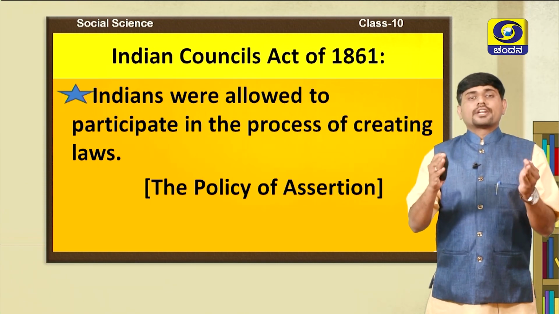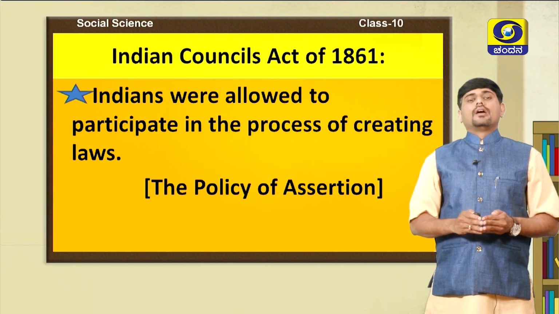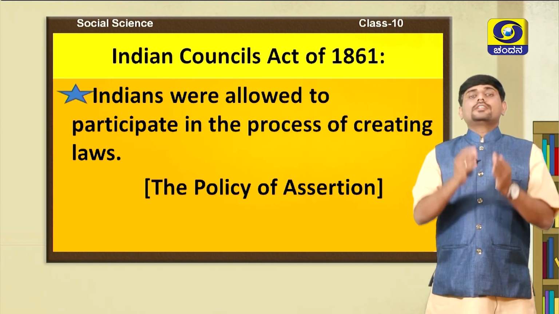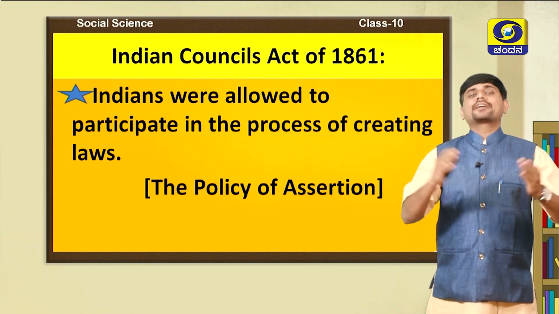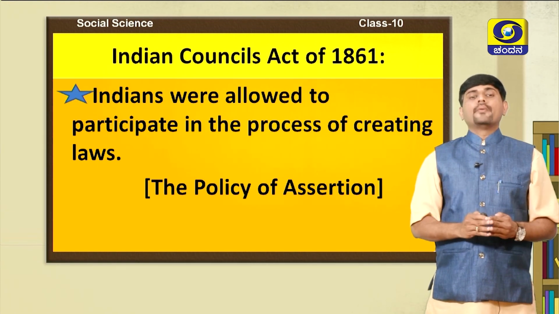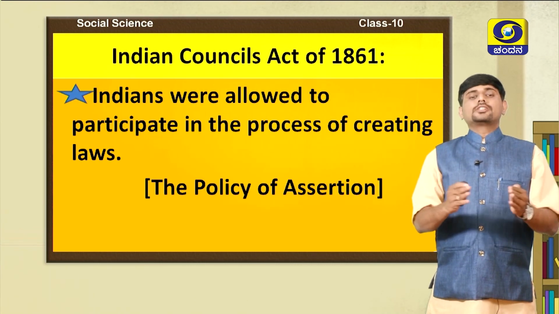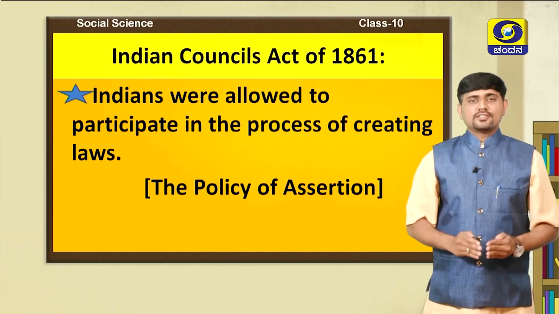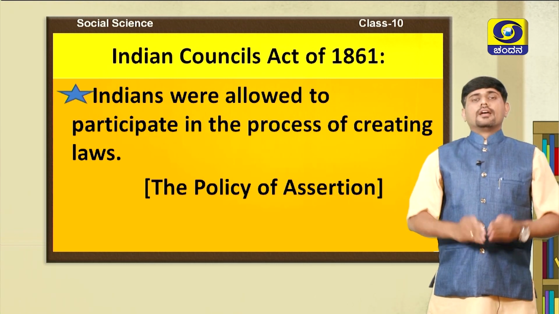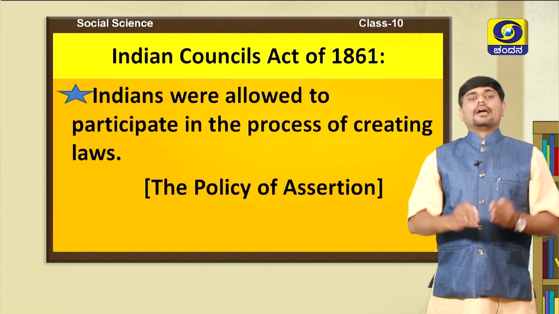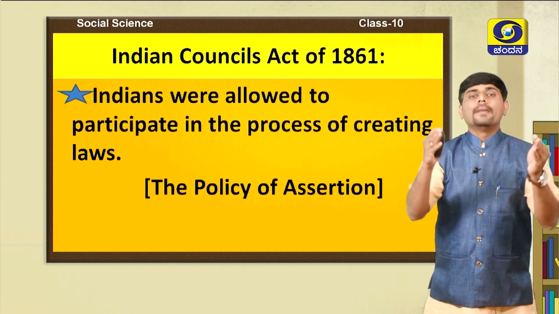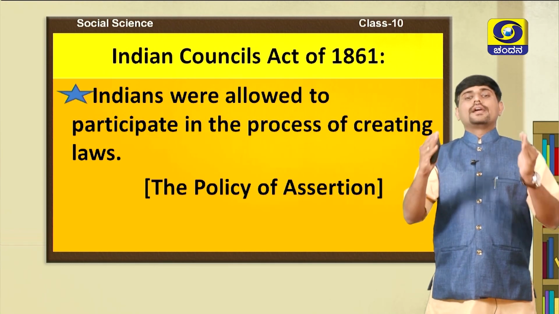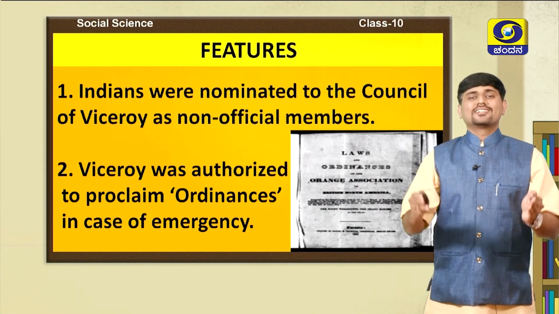Followed by the Queen Victoria Proclamation Act of 1858, now we have the Indian Councils Act of 1861. The Indian Councils Acts, we also call the Government of India Acts. According to the Indian Councils Act of 1861, the Indians were allowed to participate in the process of creating laws. For the first time in the history of British rule in India, the British government involved the Indians in the law-making procedure. And therefore, this law is also referred to as the policy of association in India.